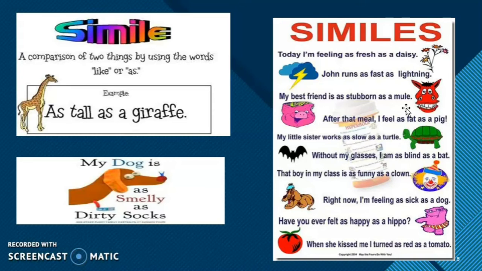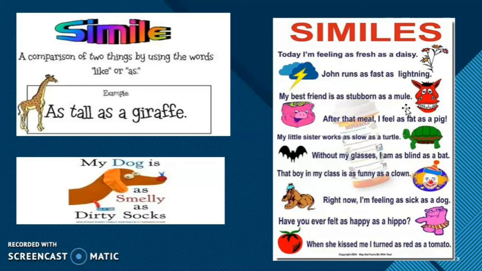Okay, after the meal, I feel as fat as a pig. Okay, there's another one. My little sister works as slow as a turtle. Without my glasses, I am as blind as a bat. That boy in my class is as funny as a clown. Right now, I'm feeling as sick as a dog. Have you ever felt as happy as a hippo? When she kissed me, I turned as red as a tomato, right? So these are beautiful similes.